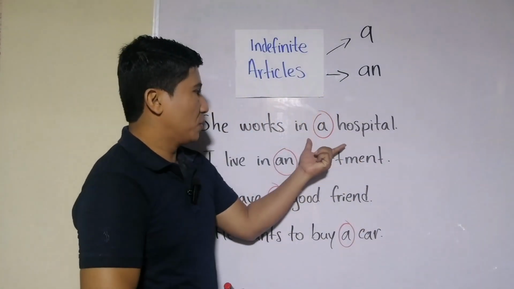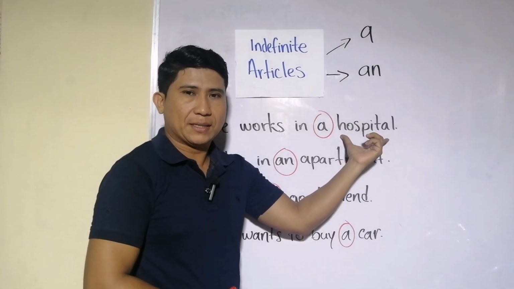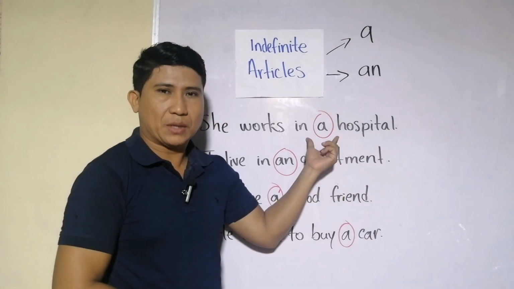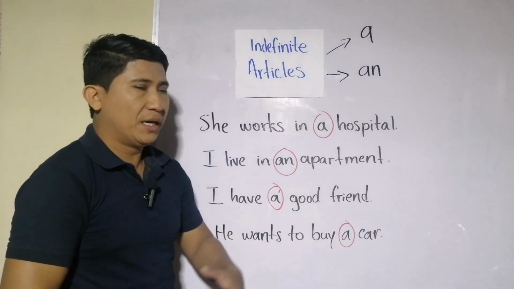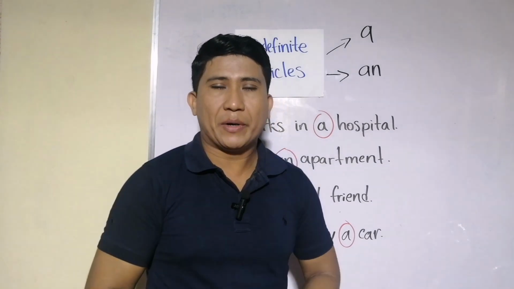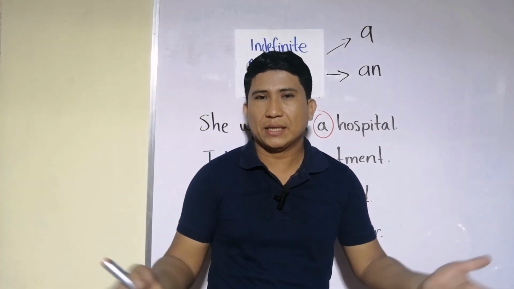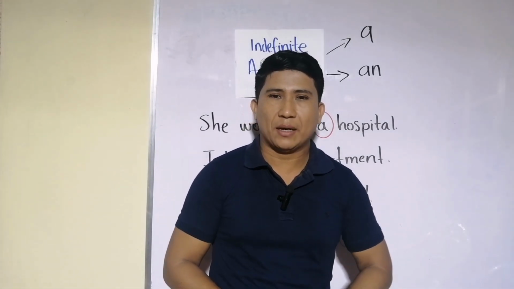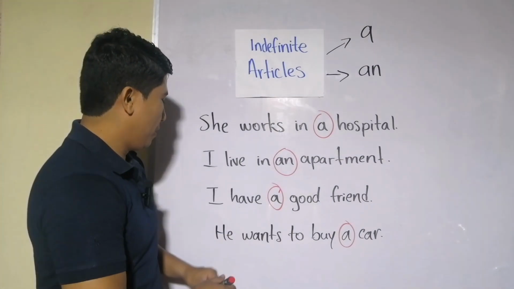So for that reason, when I'm not specifying the thing, in this case the hospital, I use the indefinite article "a". The same happens when I say "I live in an apartment." I'm not saying which apartment exactly I live in. I'm just saying that I live in an apartment. So that is a non-specific apartment, right? Just any apartment.